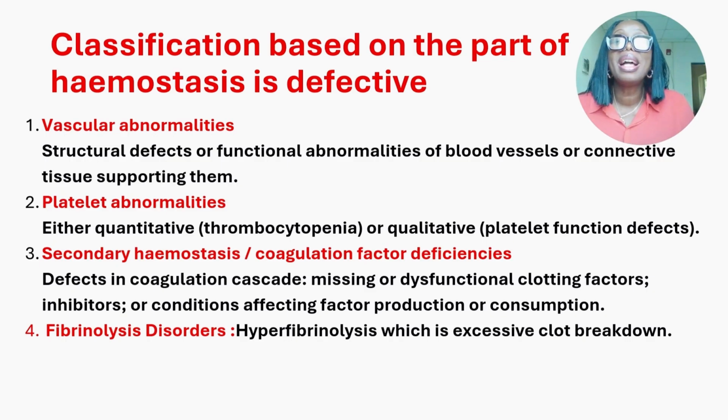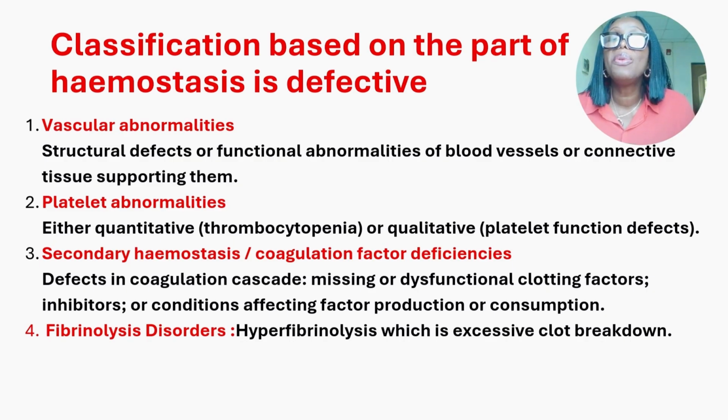We have vascular abnormalities. These you can say are structural defects or functional abnormalities of the blood vessels or the connective tissue supporting them. When you have structural defects of the blood vessels, you may have a tendency to bleed, and that is under vascular abnormalities.